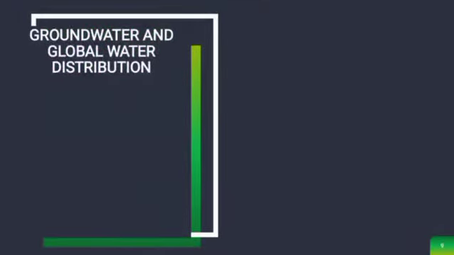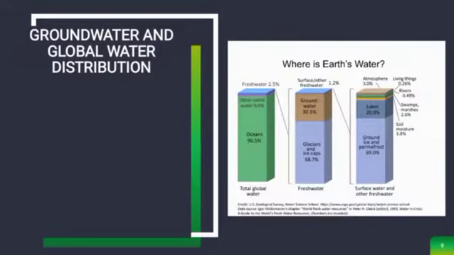Groundwater and global water distribution. So I have here the pie chart, and we have here where is Earth's water. As this chart shows, even though the amount of water locked up in groundwater is a small percentage of all of the Earth's water, it represents a large percentage of total fresh water on Earth. This pie chart shows that about 1.7% of all of the Earth's water is groundwater, and about 30.1% of fresh water on Earth occurs as groundwater.